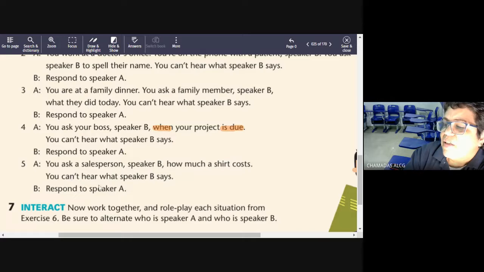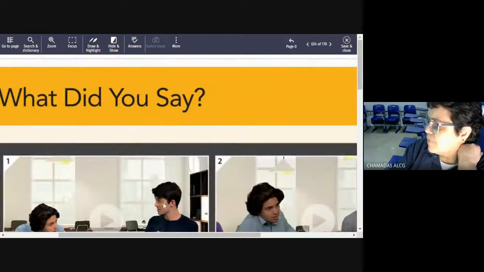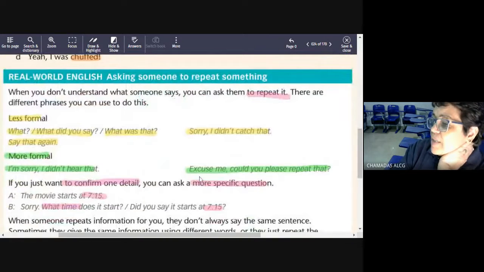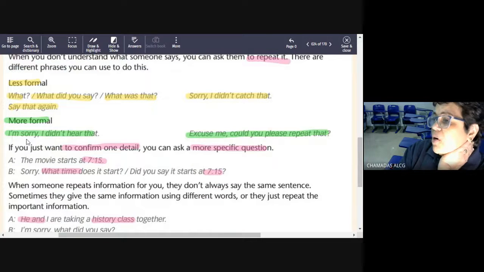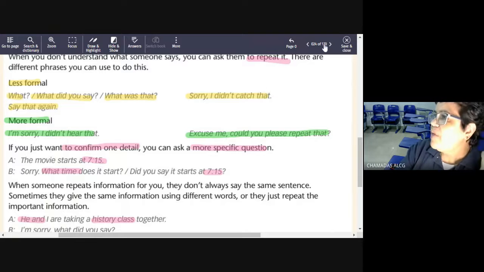But let's imagine the contrary. Let's imagine you are asking the salesperson and you don't understand the price. So how do you ask? What's the first of How much is it again? You can say, sorry, I didn't hear that. Look, because you're talking to a salesperson, so you should be formal, kind of, right? So you can say, I'm sorry, I didn't hear that. Okay.